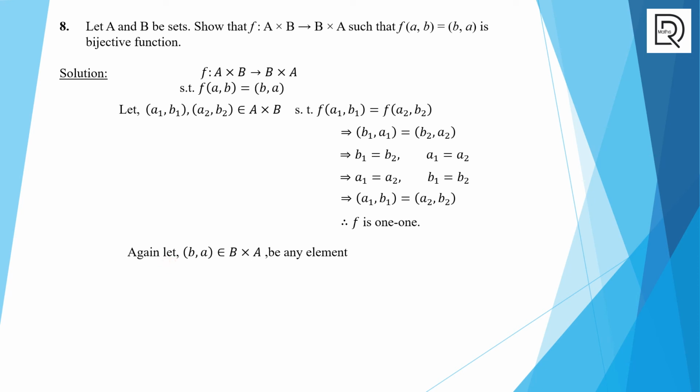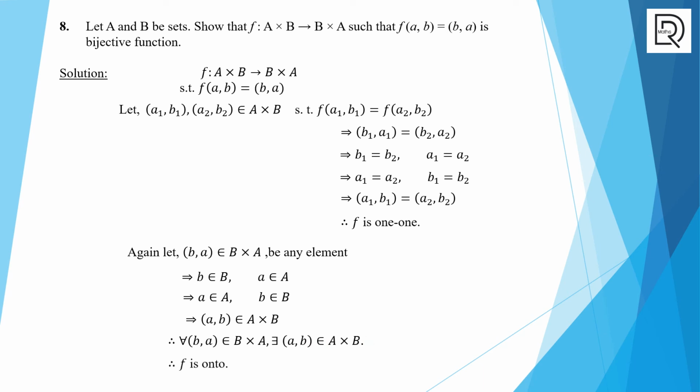Again for onto, let (b, a) belong to B cross A, be any element. Then we can write this b belongs to capital B and this a belongs to capital A. So this implies a belongs to A, b belongs to B. So this implies (a, b) belongs to A cross B. So therefore for all (b, a) belonging to B cross A, there exists (a, b) belonging to A cross B. So therefore f is onto. So therefore f is bijective since f is 1-1 and onto.